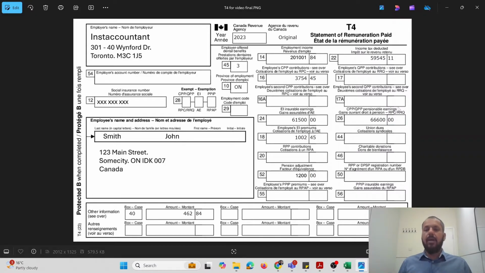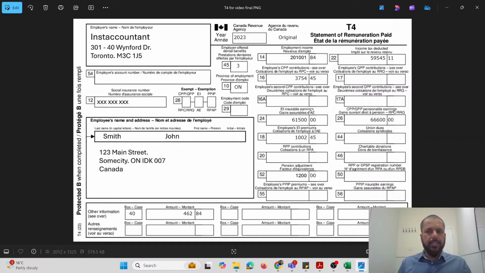So in this video, I'm going to keep it very simple and straightforward, and I'm going to be talking about the most common amounts that you see on T4 slips. So let's dive into it. This is a T4 slip. It's a sample slip. It says 2023. Doesn't matter, 2024 is the same as well.